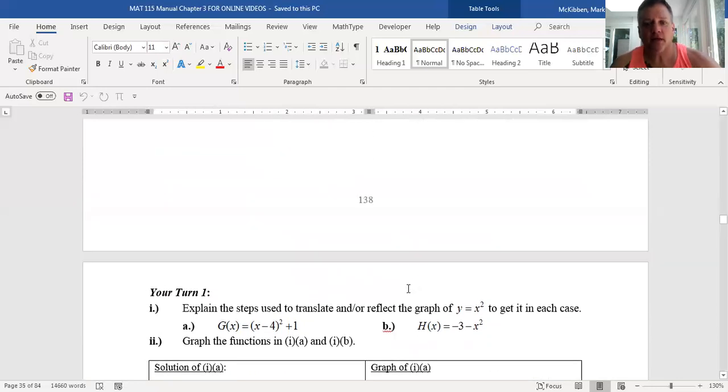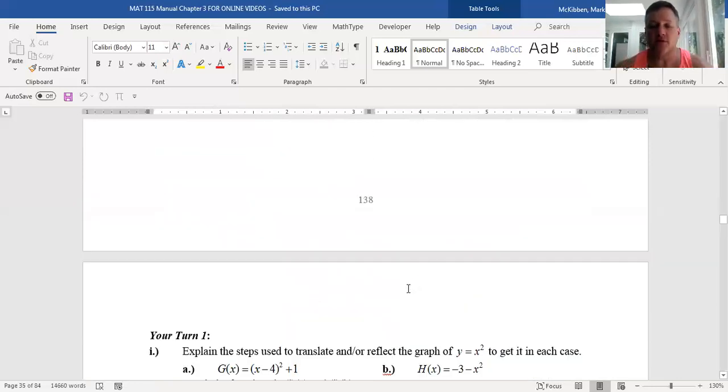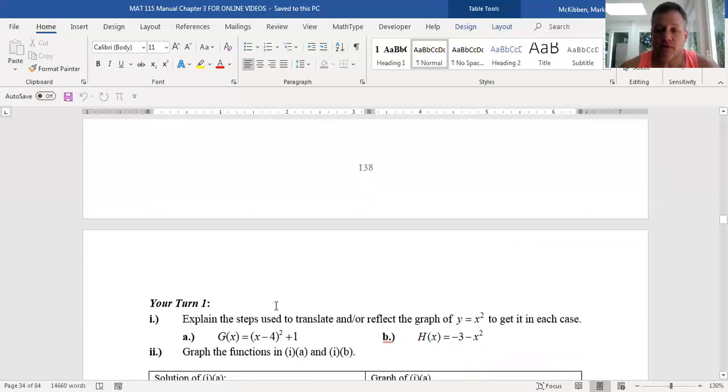Go ahead and try this, your turn 1, right? So just try to verbally explain how you attain the graphs of each one of these from the graph of x², and then graph it in each case. So do that, pause the video and see what you get.